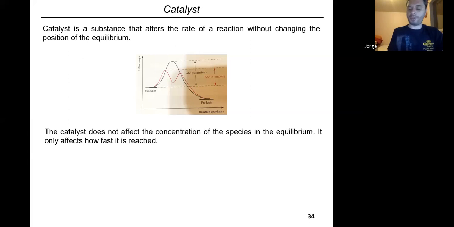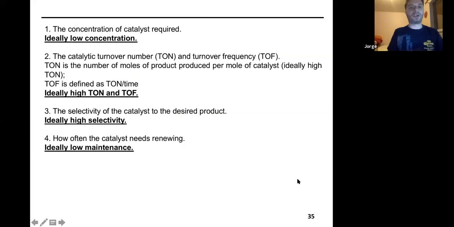Some points to consider when designing a catalyst or choosing a catalyst for a given reaction. We must pay attention to 4 different points. The first one is the concentration of catalyst required. Ideally, we want to use a low concentration of catalyst, just a small amount of catalyst that would yield the highest amount of product.